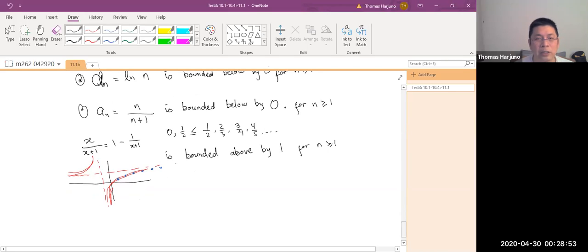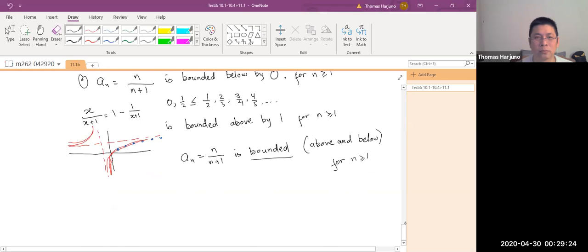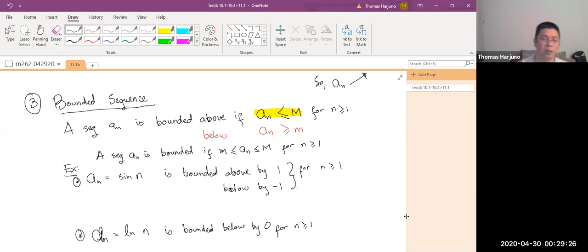Okay, so this a sub n here, which is n over n plus 1, is the one that has the right to be said to be bounded. When we say a sequence is bounded, it means it is bounded above and below, for n greater than or equal to 1. Only terminology: bounded above means you have an upper bound. Bounded below means you have a lower bound. Bounded means you have upper and lower bounds.